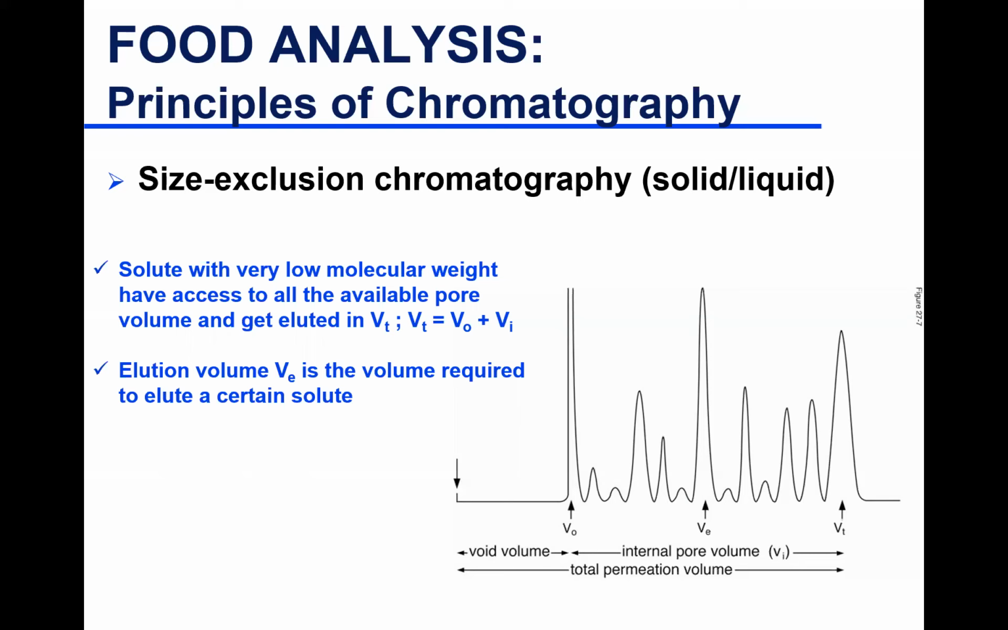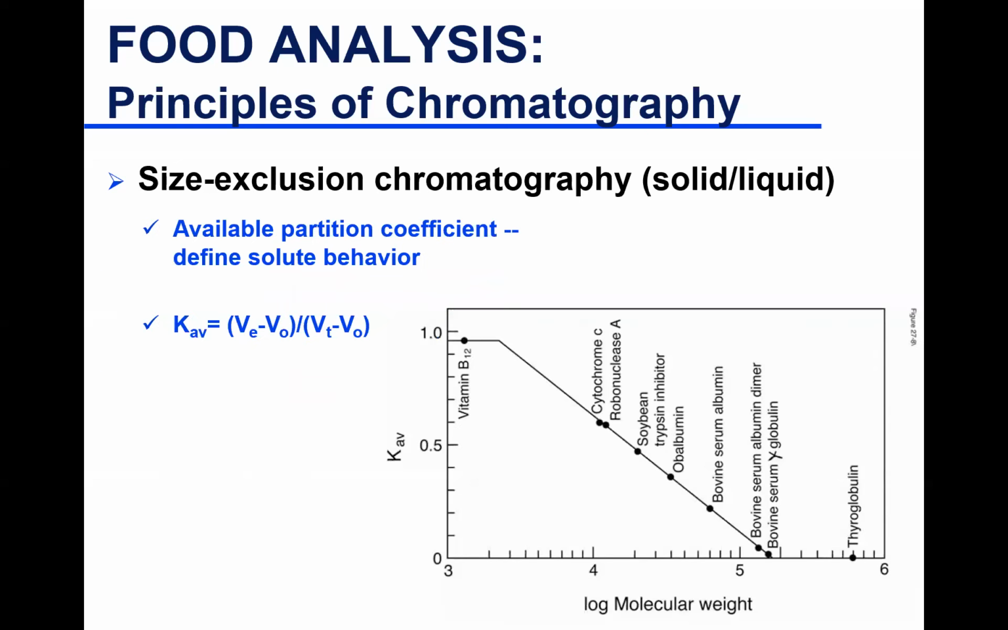So the total volume you determine with the smallest molecule possible, and the void volume you determine with the largest molecule possible. So you get the void volume, you get the total permeation volume, and you get the internal pore volume. So these are essential measurements you would need to determine the partition coefficient in this case, which is your constant.